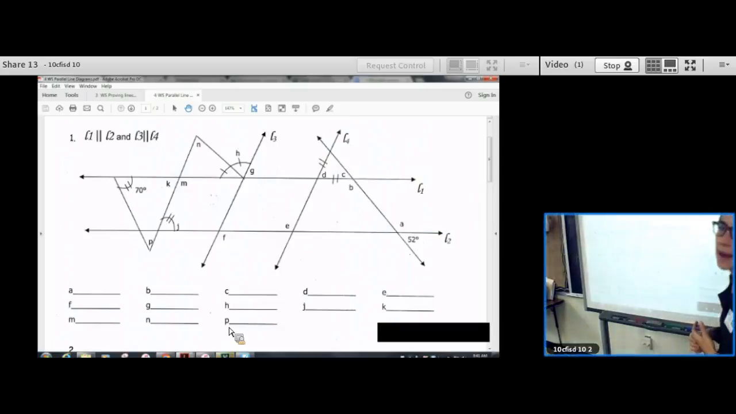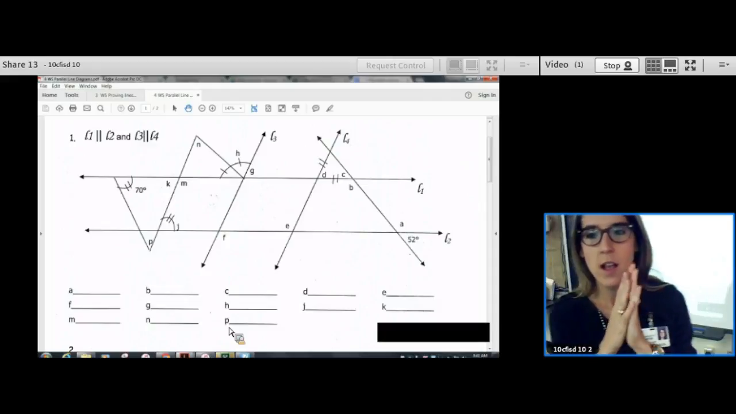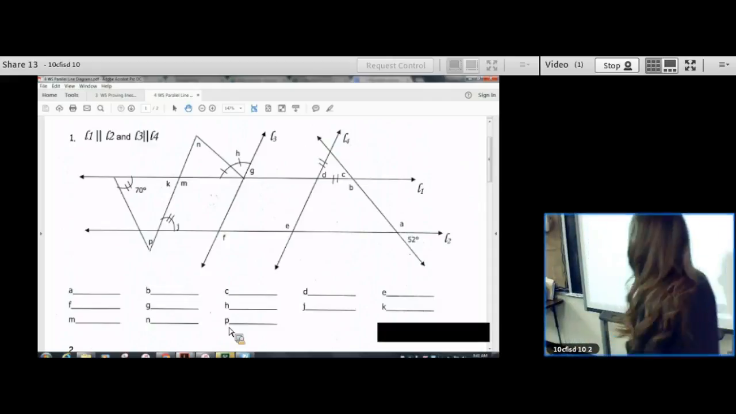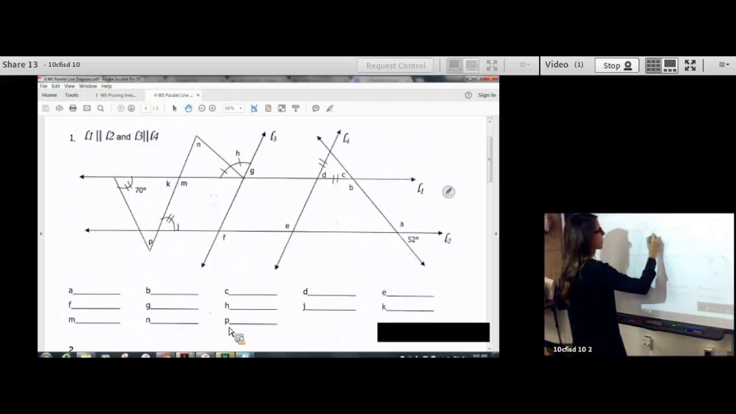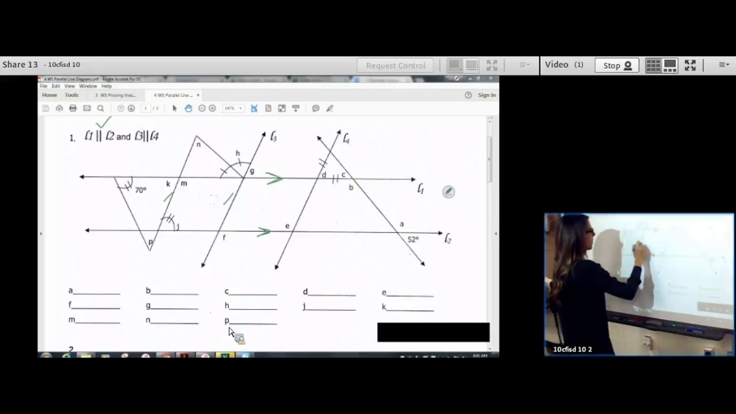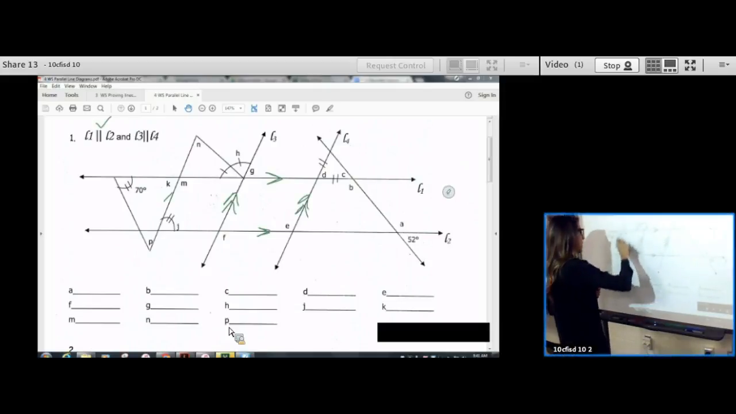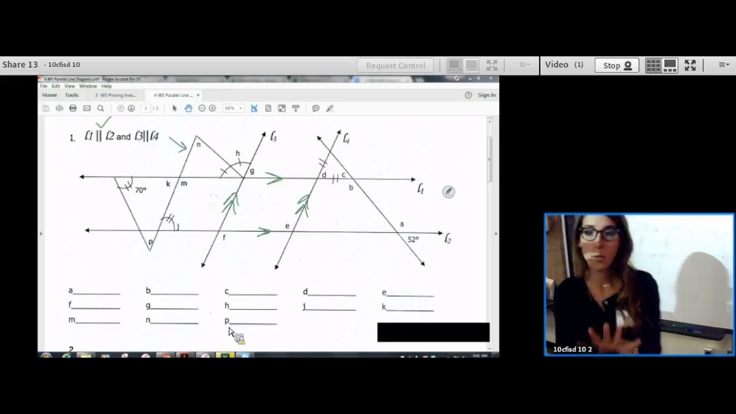So we're looking at our parallel line diagram worksheet, and we're going to first read the directions, like always. We always start by reading the directions. Line 1 is parallel to line 2, so I'm going to go ahead and mark that on my picture. Line 3 is parallel to line 4. Notice this line right here is not parallel to anything, so we need to be careful.